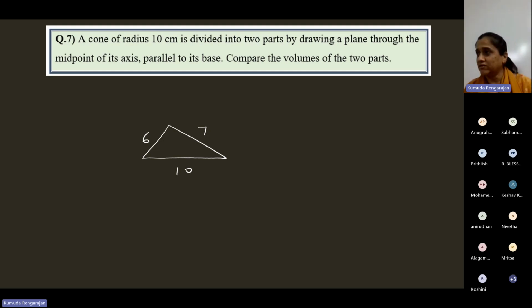Now you have this triangle with sides 6, 7, and 10. You view this triangle under a magnifying glass, so the sides are proportionately larger. Yes or no? 6 centimeters will not look like 6. It may look like 12. 7 centimeters under the magnifying glass might look like 14. And 10 will be like 20. You'll see a bigger triangle.